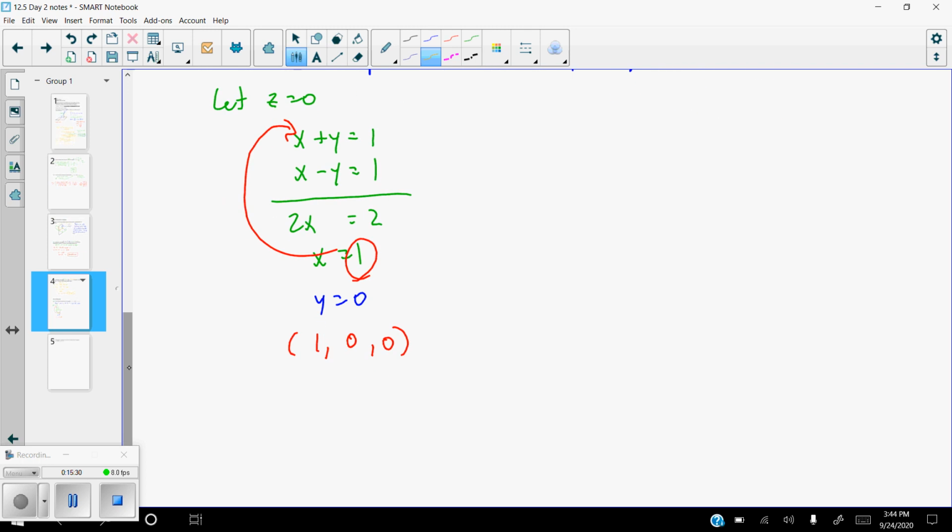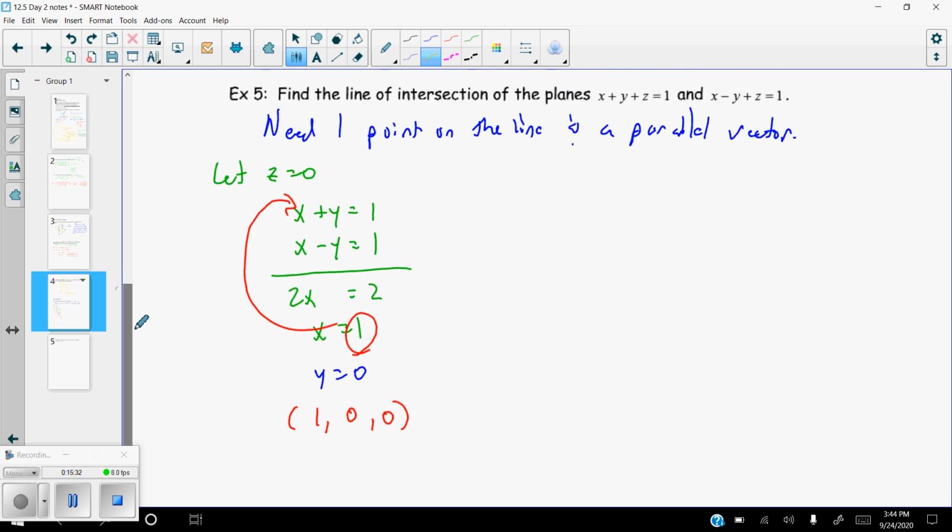So what I need now is the cross product of n1 and n2. So let's do the cross. So i, j, k. N1 we're going to call 1, 1, 1. N2 we'll call 1, negative 1, 1. So let's see the cross product.